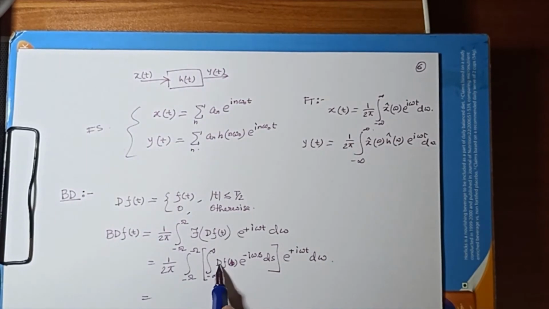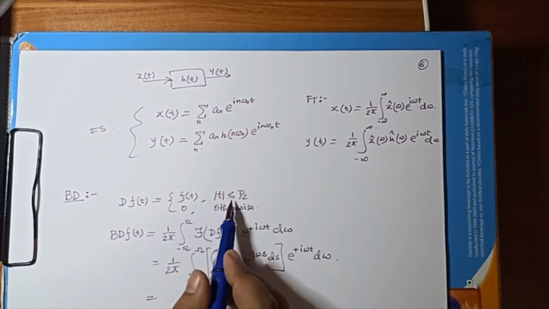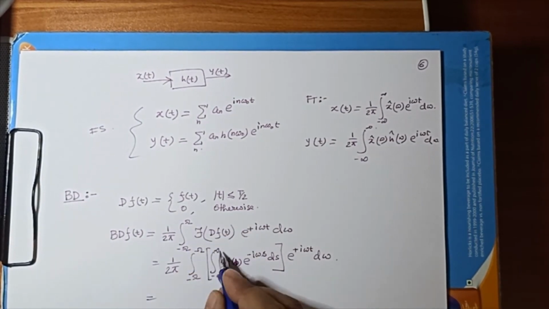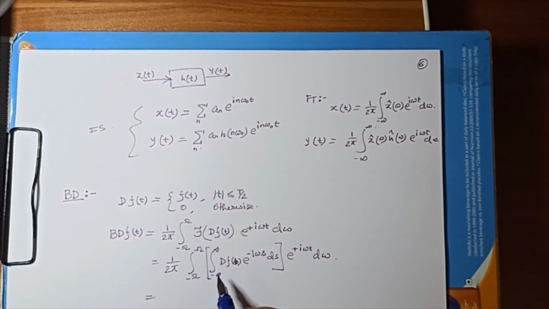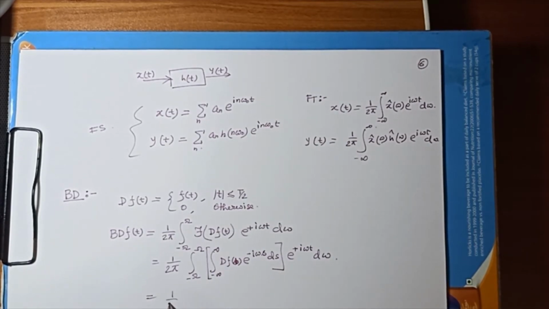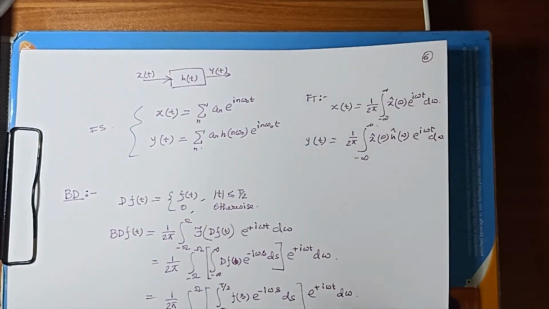So clearly this d, if you write it, it's like a box function. So this limit minus infinity to infinity will be truncated to a finite limit. So it will be 1 by 2 pi, minus omega to omega, and this integral will be minus t by 2 to t by 2, fs e to the power minus I omega s ds, e to the power plus I omega t d omega. Fine. Now we can apply Fubini's theorem.